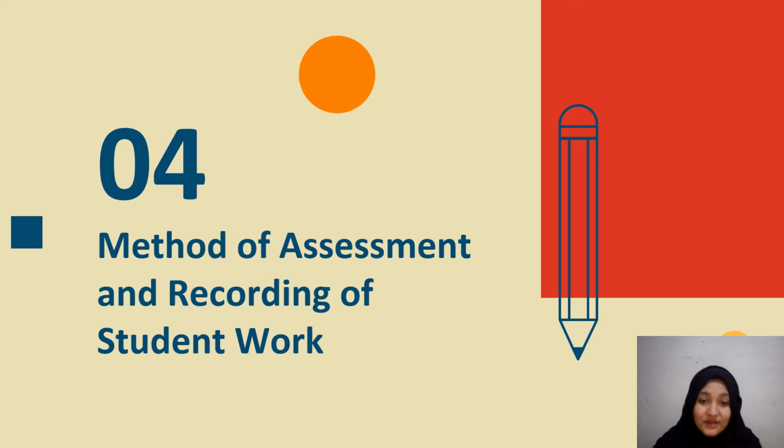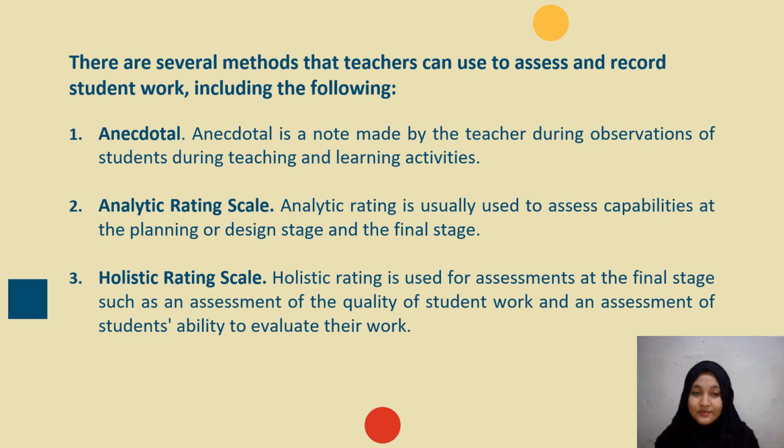The next is method of assessment and recording of student work. There are several methods that teachers can use to assess and record student work, including the following. Number 1, anecdotal. Anecdotal is a note made by the teacher during observations of students during teaching and learning activities. Number 2, analytic rating scale. Analytic rating is usually used to assess capabilities at the planning or design stage and the final stage. Number 3, holistic rating scale. Holistic rating is used for assessment at the final stage, such as an assessment of the quality of student work and an assessment of students' ability to evaluate their work.